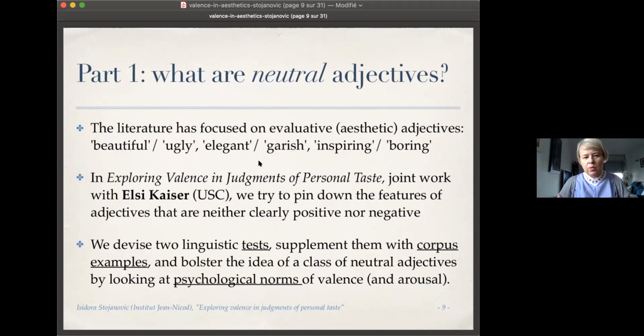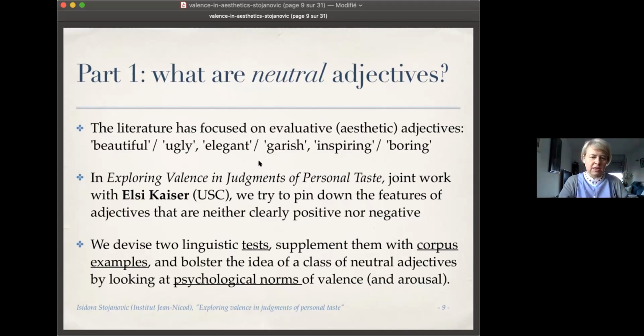And so what we do, with this objective of delineating neutral adjectives from evaluative adjectives, involves several steps. On the one hand, we are going to propose 2 linguistic tests such that adjectives which pass the tests are neutral, whereas those that fail them are evaluative. The tests are supplemented by looking at real-life corpus examples.